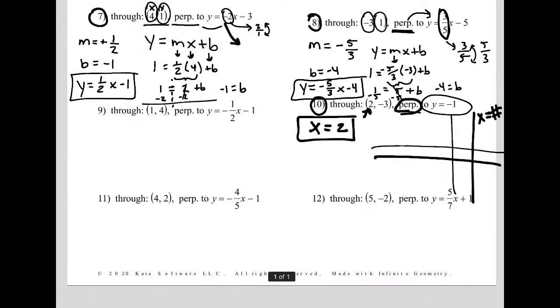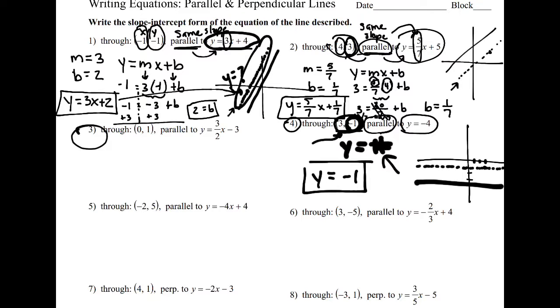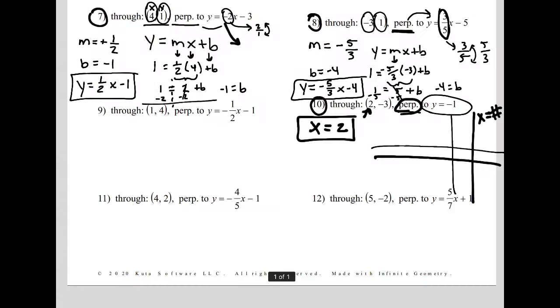Alright, so you guys will finish up 3 for parallel. You'll finish up these 3, 3, 5, 7, and then you'll also do the remaining 3 for perpendicular.